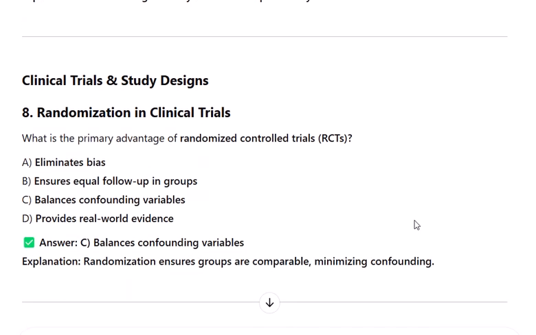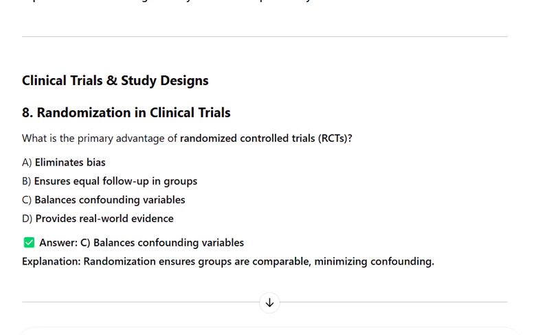Clinical trials and study designs. 8. Randomization in clinical trials. What is the primary advantage of randomized controlled trials, RCTs? A, eliminates bias. B, ensures equal follow-up in groups. C, balances confounding variables. D, provides real-world evidence. Answer C, balances confounding variables. Explanation: randomization ensures groups are comparable, minimizing confounding.